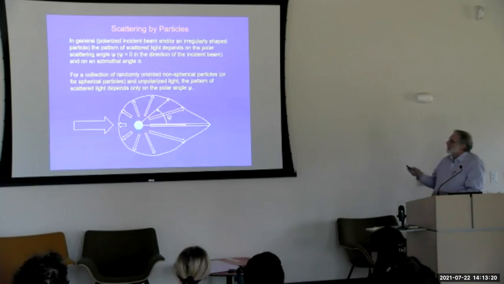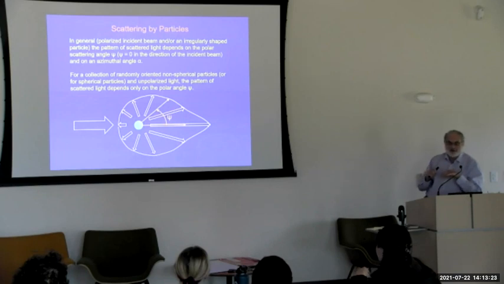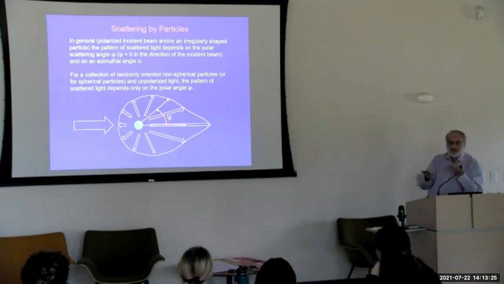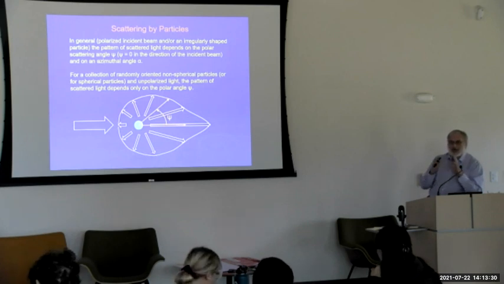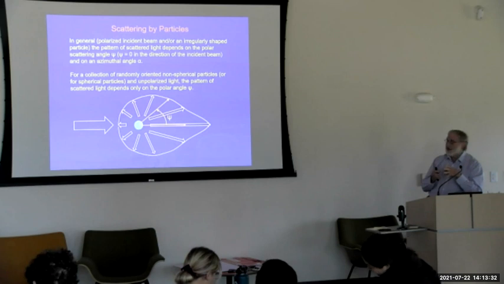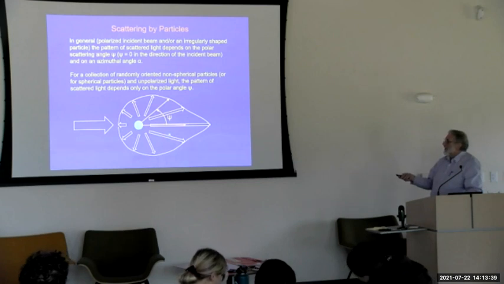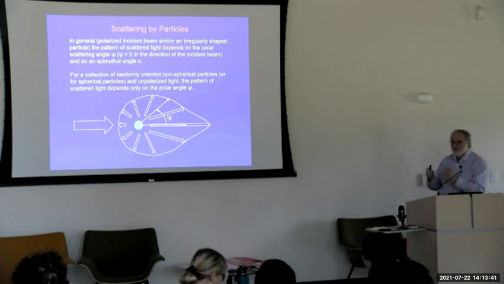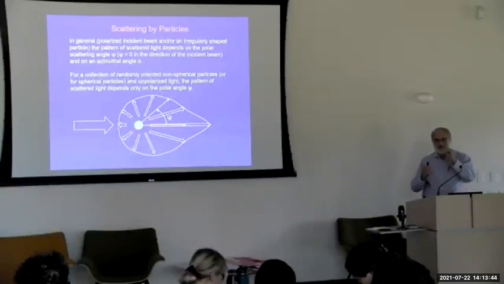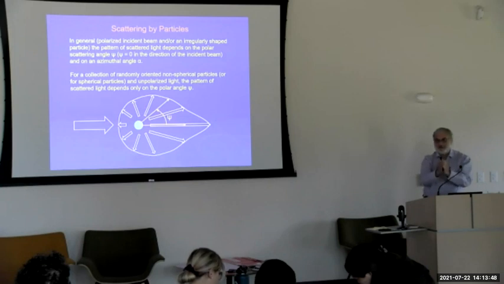In general, if you have irregularly shaped particles, which you usually do, but they're randomly oriented, or if you have spherical particles, and if the light's unpolarized in both cases, then the scattering will be azimuthally symmetric. So it's only the polar angle that matters. Now, if you have non-spherical particles and they're not randomly oriented, or if you're shining a laser light through the water, even if the particles are spherical, then there will also be an azimuthal dependence.